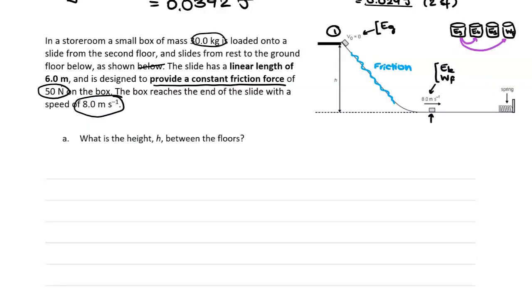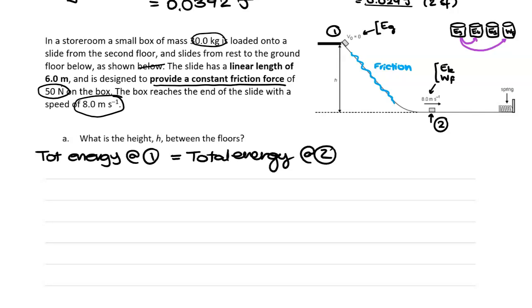So I'm going to call this point 1 and this one point 2. So the total energy at point 1 needs to equal the total energy at point 2. So at point 1, we said we only had gravitational potential energy, so we might as well put mgh, h referring to this height here. Talking about point 2, we said we had kinetic energy and work done due to friction. Kinetic energy is a half mv squared. And work done due to friction, we've got a force applied over this distance. So remember, the work done due to friction was equal to the force times the displacement. We only care about that linear length of the slide here.